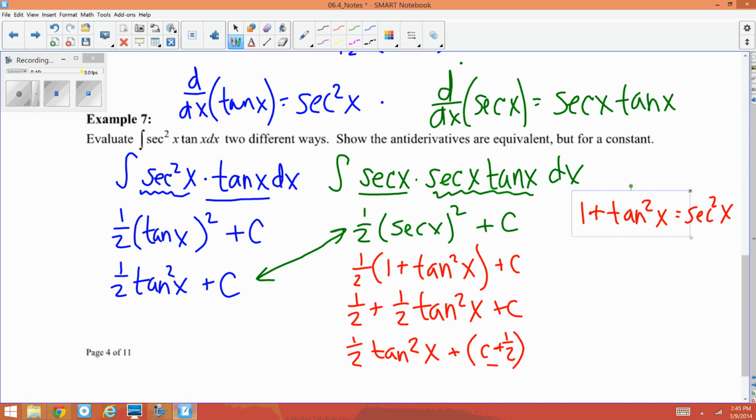But c plus 1/2, that's also a constant. So it's exactly the same, okay? But it's only off by some constant. There you go. So again, it's kind of a neat problem.